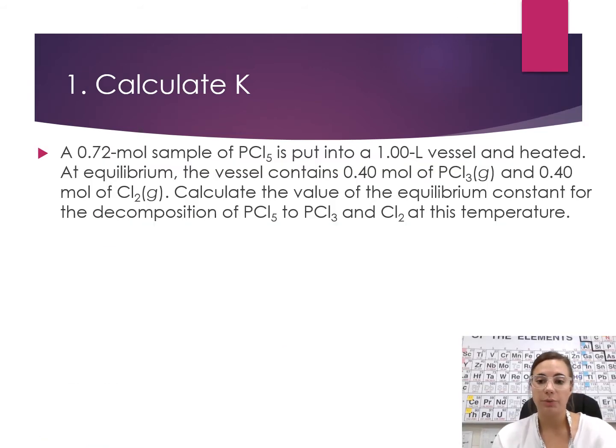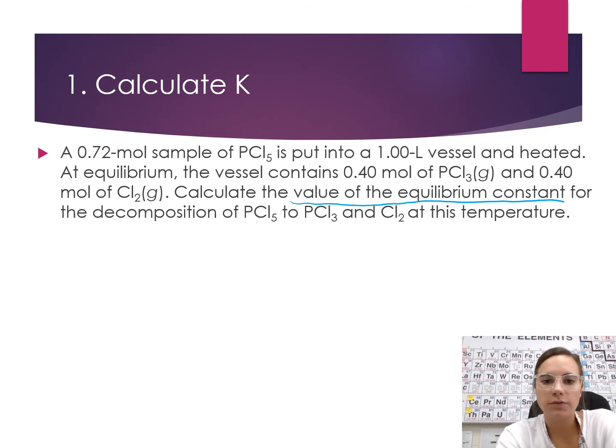So let's do another one from scratch. A 0.72 mole sample of PCl5 is put into a 1 liter vessel and heated. At equilibrium, the vessel contains 0.4 moles of PCl3 and 0.4 moles of Cl2. Calculate the value of the equilibrium constant. So the whole point of this question is to calculate K.